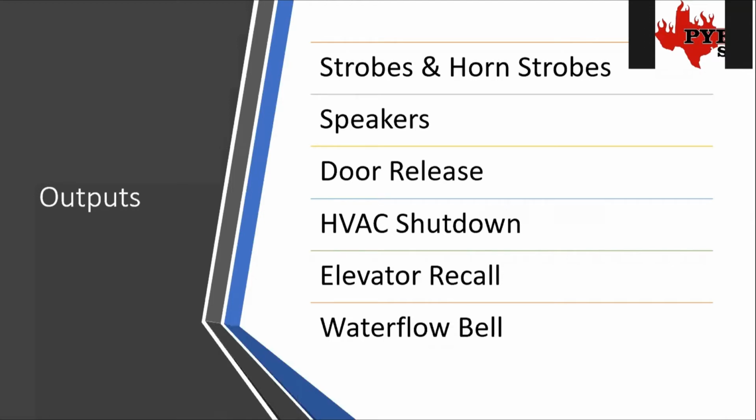Then we have elevator recall and HVAC shutdown. Both of those, I'm going to have slides where we break down into more details because there's different types of HVAC equipment that we tie into differently. And elevator recall, there's a bunch of different operations going on there. And then there's also a water flow bell. That one's probably the simplest one on this list behind strobes and horn strobes. But it does do its specific thing, so I'll mention it too.